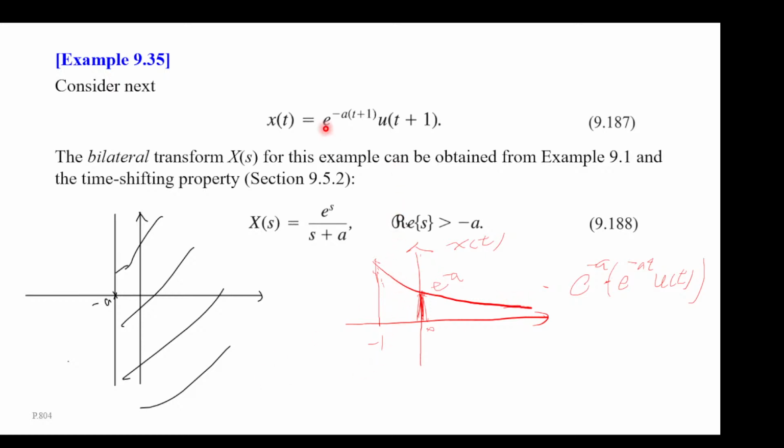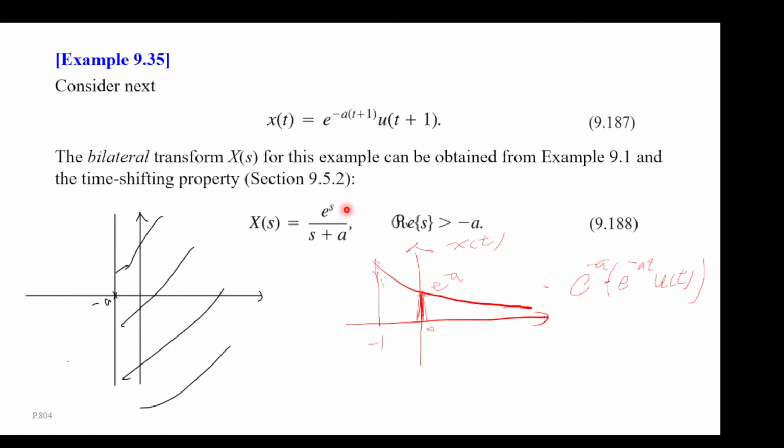Basically it's our favorite e to the minus a t u of t, but time shifted to minus 1. So you have t plus 1 here. The bilateral Laplace transform we can do by the time shift property, using our favorite example, and we'll also see this in another example today. So the bilateral Laplace transform is X of s equal to e to the s over s plus a, with the real part of s greater than minus a. So the ROC is real part of s greater than minus a, and X of s is 1 over s plus a, but the time shift gives you an extra e to the s factor.